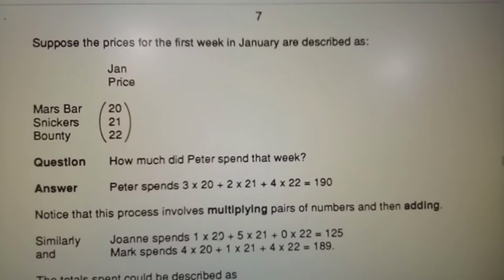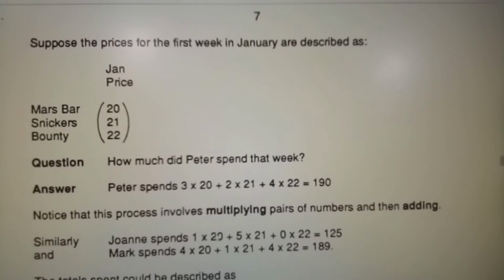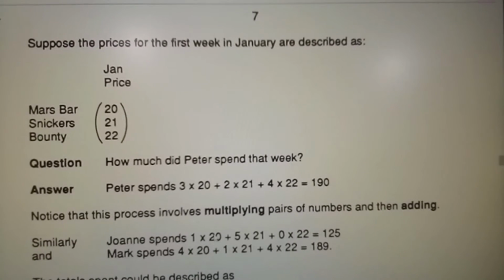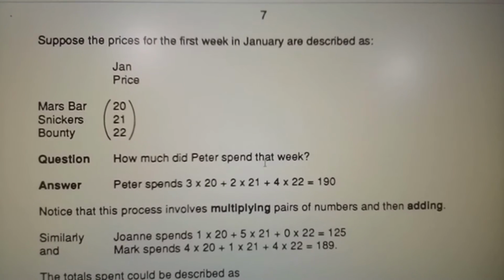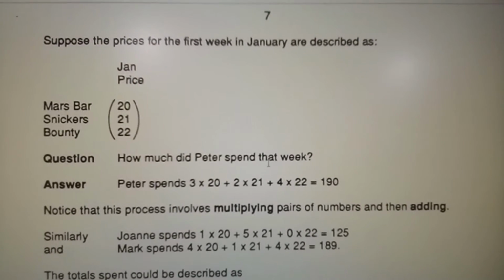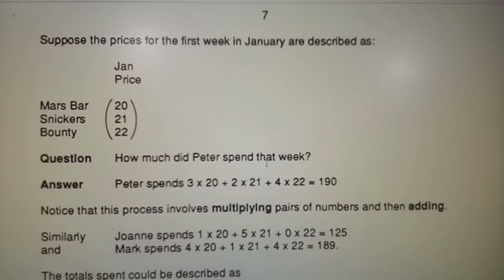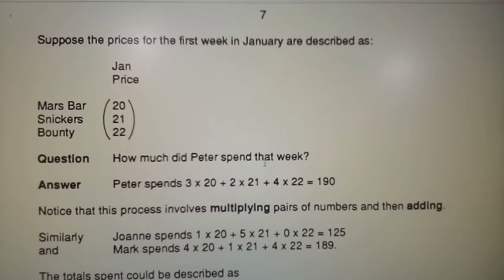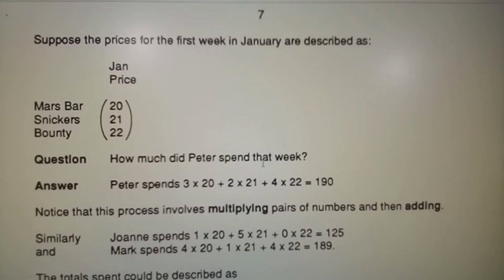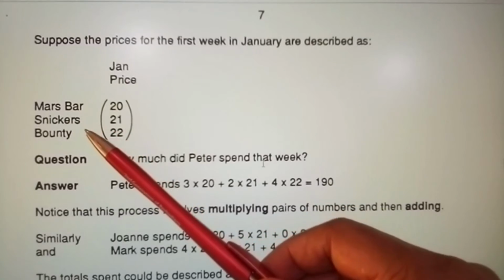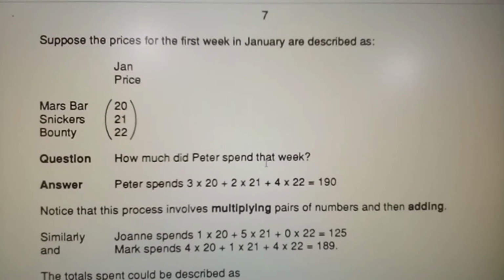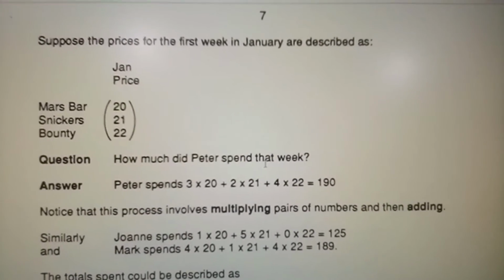And so Peter spends 3 times 20 plus 2 times 21 plus 4 times 22 equals 190. Notice that this process involves multiplying pairs of numbers and then adding. And you can see here that that is where we get our numbers from, where Peter.